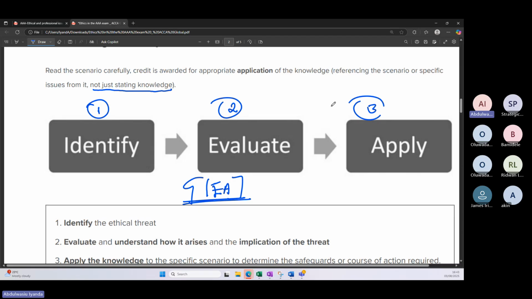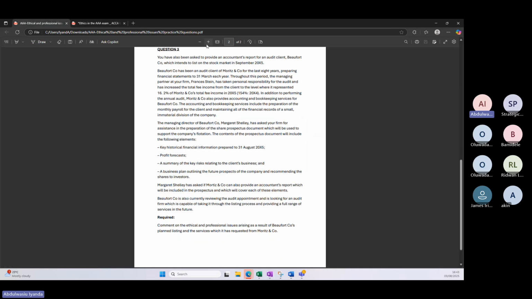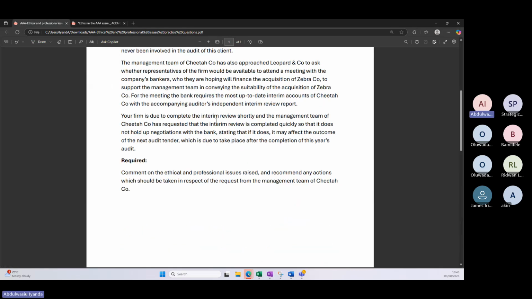So what we are more interested in is the application of the knowledge, not just stating the word. So you have a question now, just to demonstrate it. Let's say you should make a comment on the ethical issue.